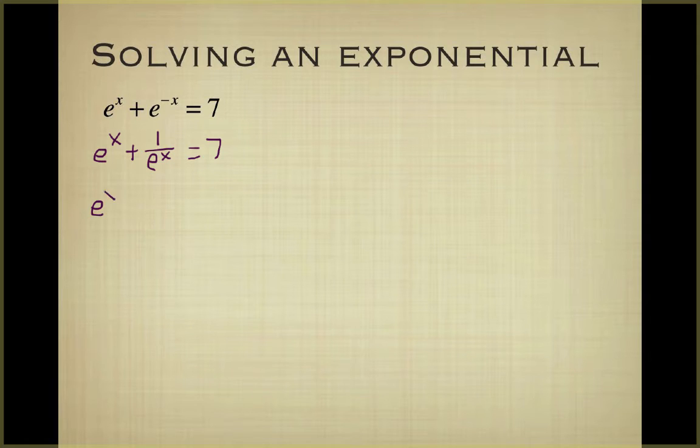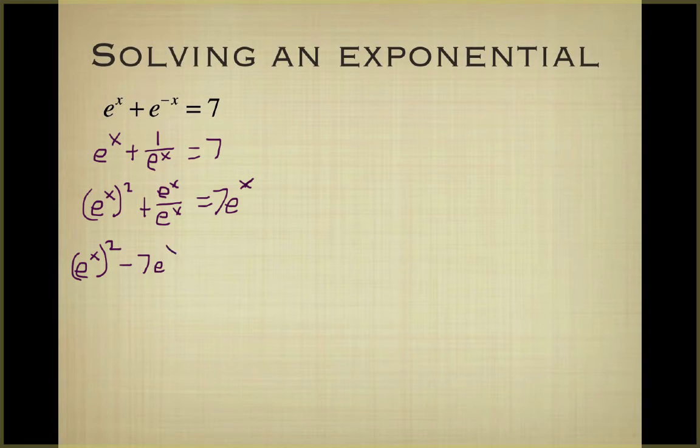So I have e to the x, quantity squared. We then have e to the x over e to the x. And we have 7e to the x. Let's simplify this and get everything on the left side. So we still have e to the x squared, and I'm going to leave it like this for now, and you'll see why in a second. e to the x over e to the x is 1. I'm going to move that 7e to the x over, so I have minus 7e to the x plus 1, all equals 0.